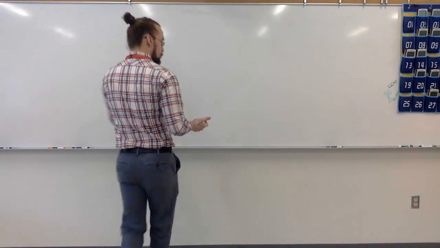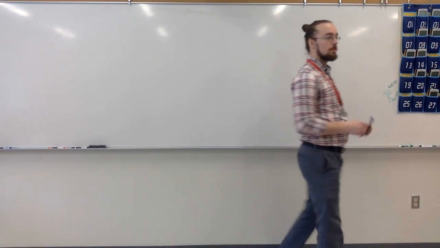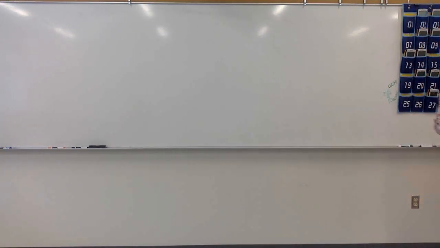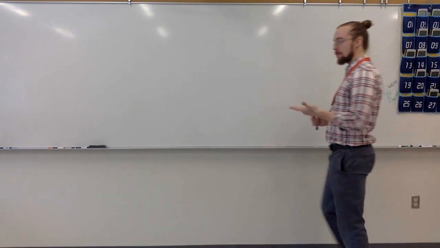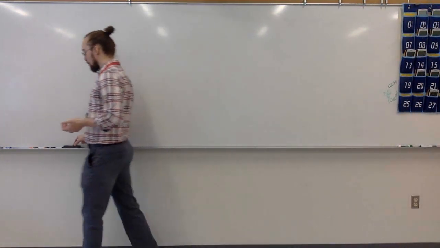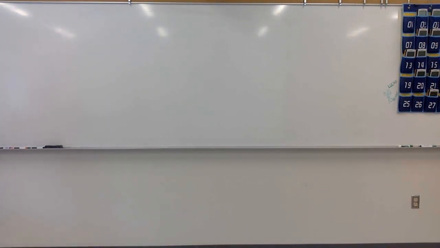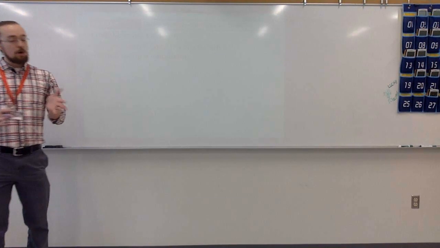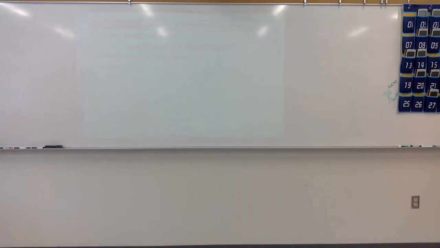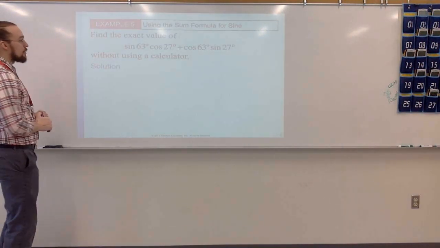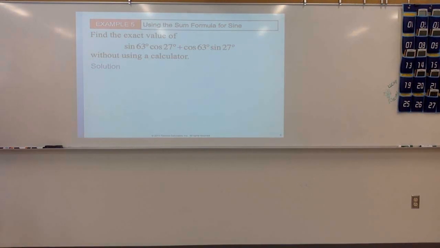All right. So between yesterday and today, we've looked at one example of a sine, one example of a cosine, and one example of a tangent using our sum and difference formulas. So today, let's take a look at a couple other types of problems still using these formulas. This first one says find the exact value of sine of 63 times cosine of 27 plus cosine of 63 times sine of 27.